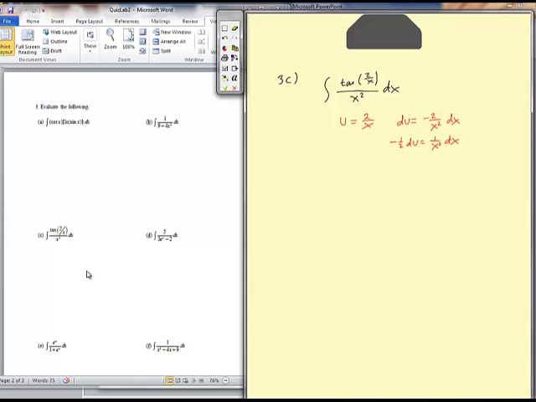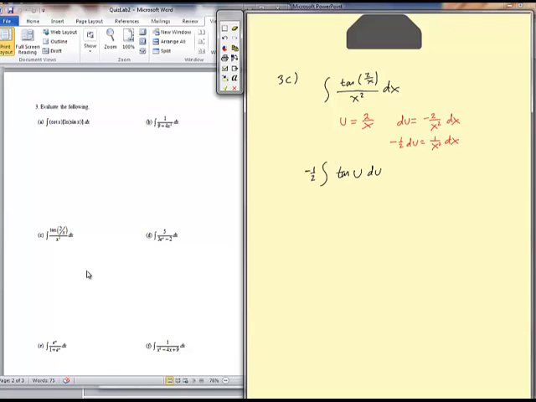So I make my substitution. I substitute u for 2 over x, so I have the tangent of u, and then my 1 over x squared dx is taken care of by negative 1 half du. Put the negative 1 half out front, du.